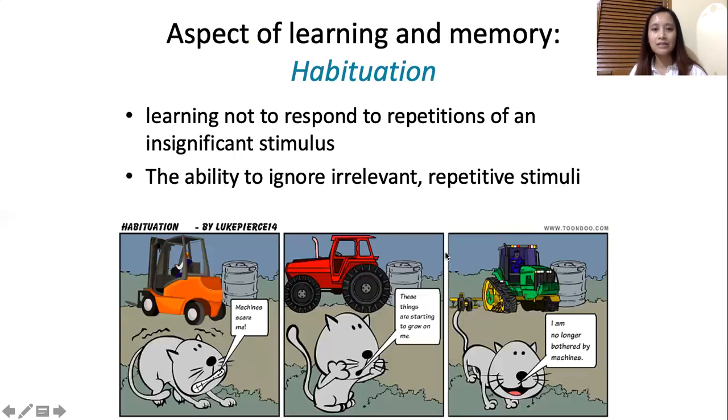One aspect of learning and memory is habituation. We get habituated, or we get used to something. This is learning not to respond to repetitions of an insignificant stimulus, the ability to ignore irrelevant and repetitive stimuli. For example, in this comic strip, at the beginning, this is a cat or a mouse. I think this is a cat.